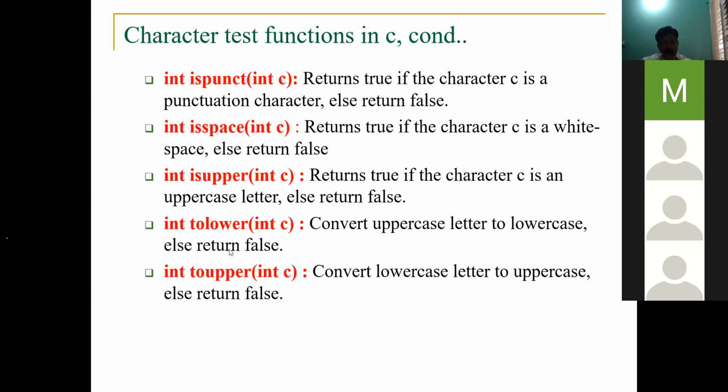On contrary to is upper, we have is lower, right? To lower is a function which will actually convert C. If it is in upper, it will convert it into lowercase. But if C is already in lowercase, it will not make any changes to that. The last function is to upper, which will convert the character to uppercase. But if the variable C contains an uppercase character, it will not make any changes.